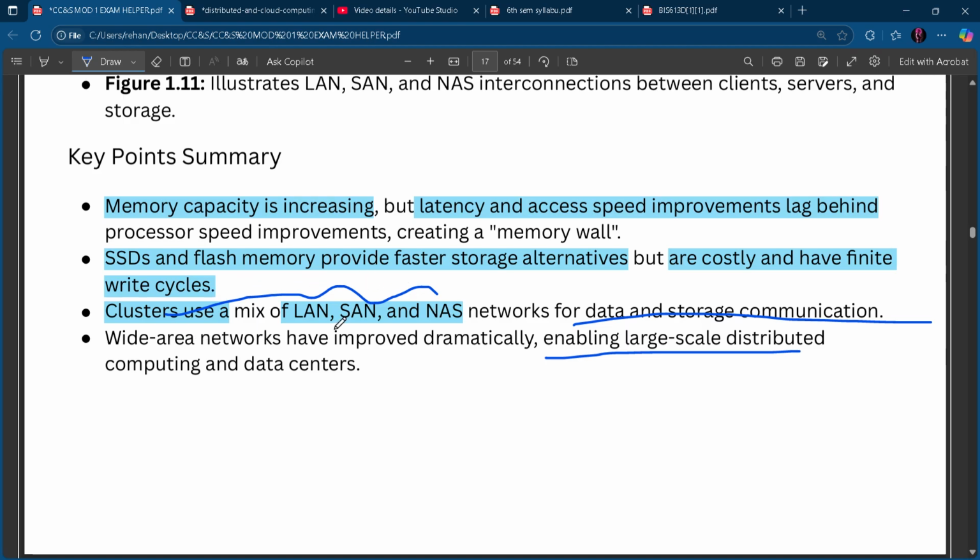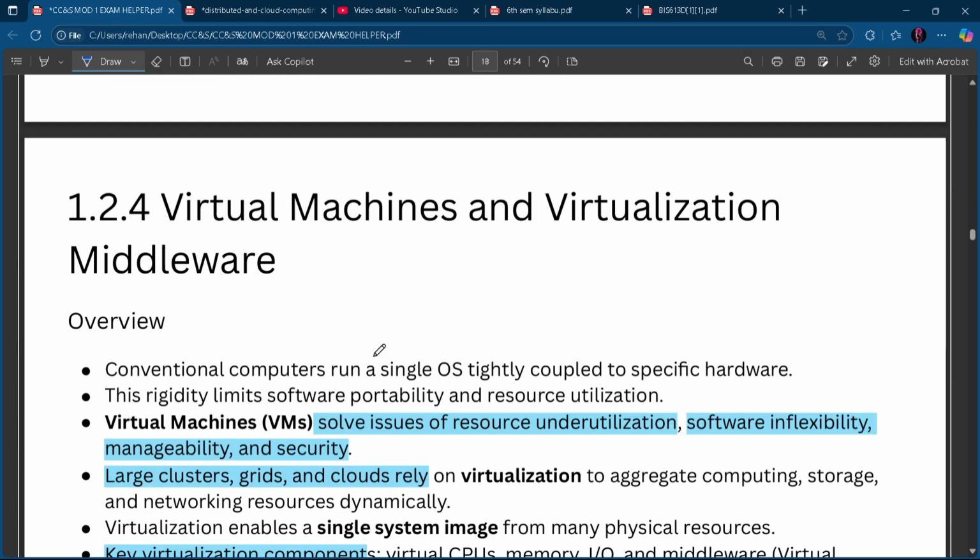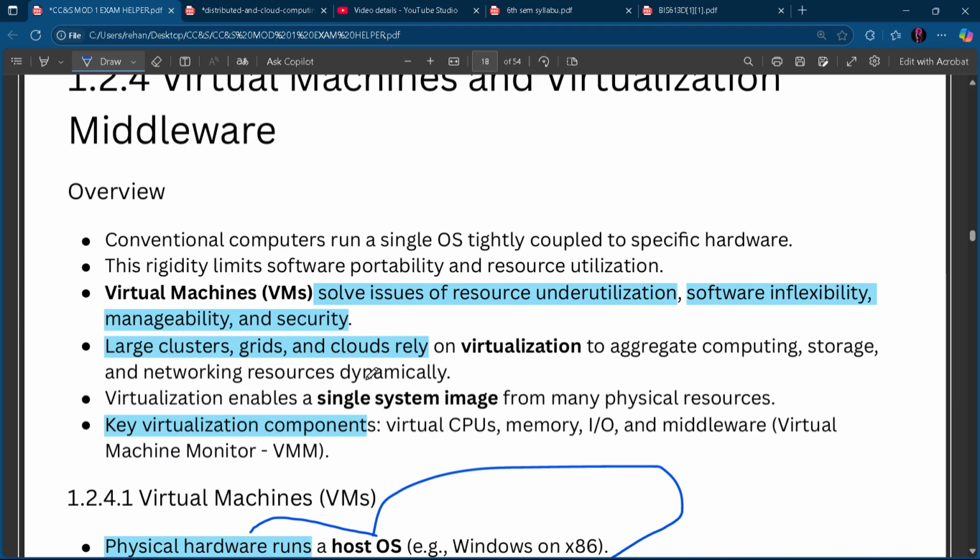Clusters use a mix of LAN, SAN, and NAS networks for data storage communication. Wide area networks have improved dramatically. What have they improved? Network bandwidth and more, enabling large scale distribution. What is that? Distributed computing. You can also talk about distributed systems where multiple computers are connected together, virtual machines, and virtualization middleware.